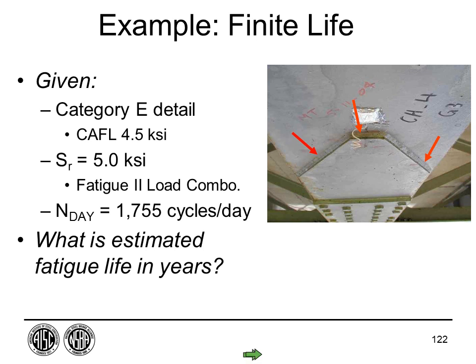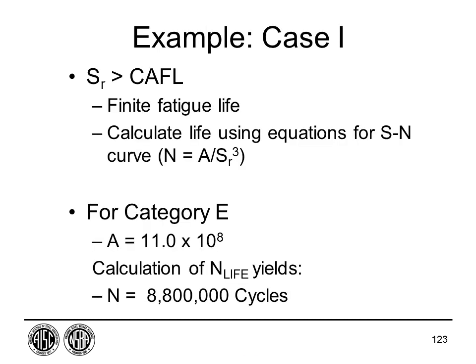Well, I simply go into my equations, and I recognize that the applied stress is greater than the fatigue limit. I have a finite fatigue life. I calculate the life using that simple equation from earlier. From the AASHTO table, we got the detail constant of A, and I simply take A and divide it by the stress range. That yields about 8.8 million cycles.